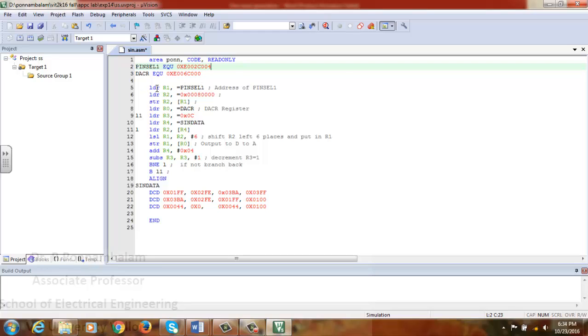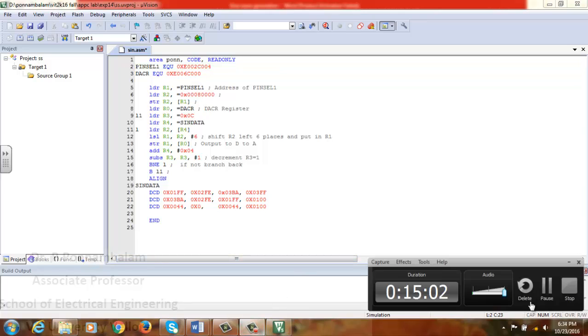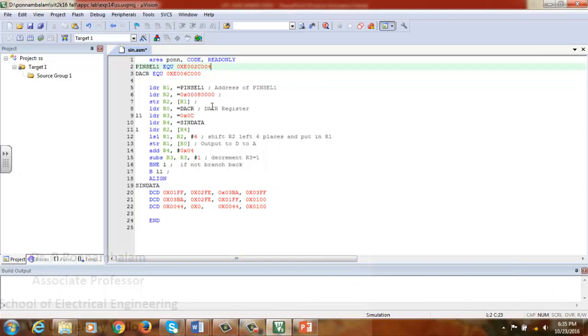Coming to this particular first instruction, LDR R1 comma equal to pincel 1, so I am putting this address 0xE002C004 into the R1 register. Then LDR R2 comma equal to 0x 0000. So this is to activate the port zero's P0.25 as the analog output port.